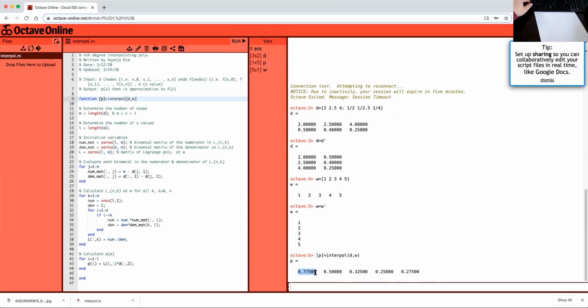Approximation to f of 1. The second number is what? Approximation to f of 2. This is approximation to f of 3. So as you can see, that 0.325 is exactly the same decimal number as the answer in the example in the textbook. Okay, so it means that this code is working.